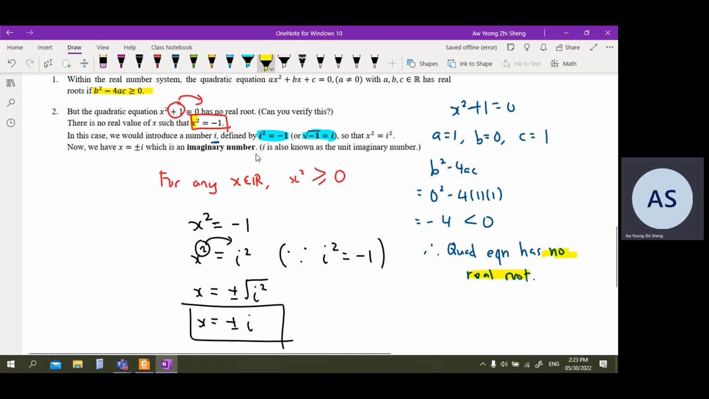This plus i and minus i are known as imaginary numbers, and i is also known as the unit imaginary number. Some books call it the imaginary unit. It is the simplest unit for imaginary numbers.